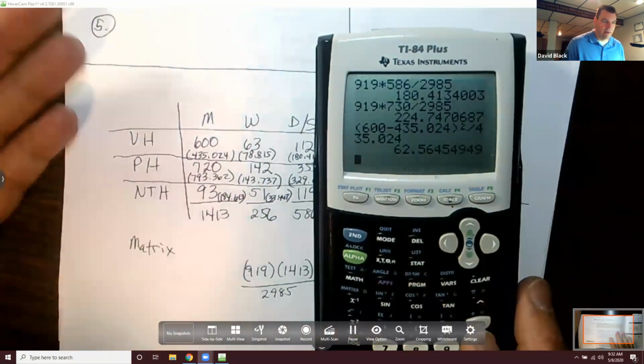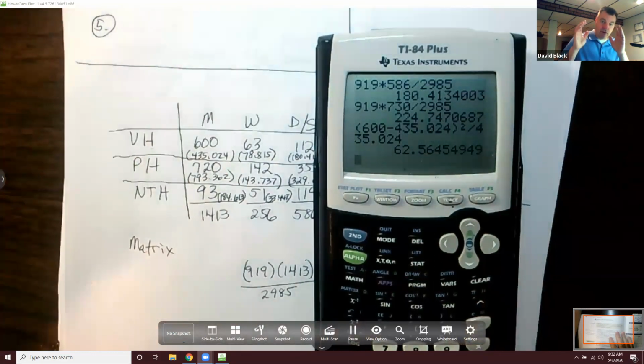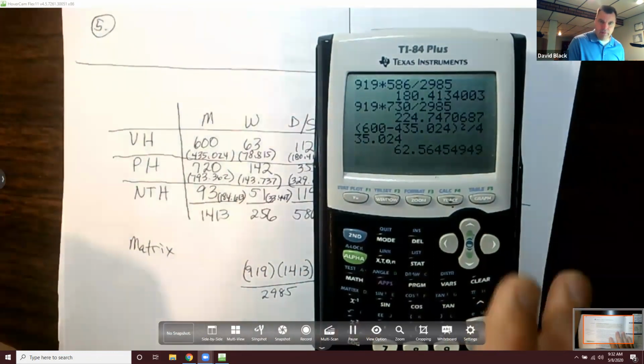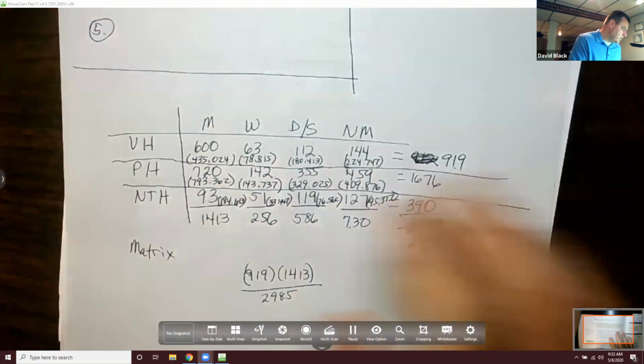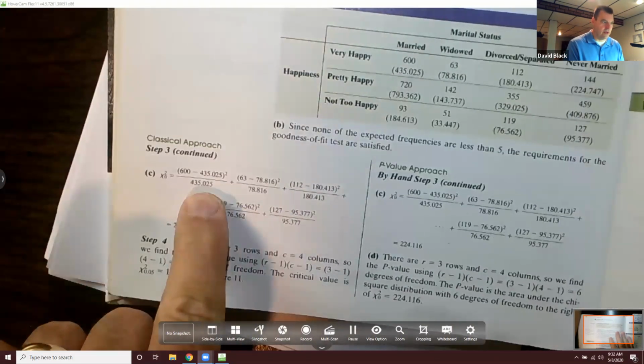And it would have given me that number. I would do that for all 12 numbers and then add them up. Your book did that at the bottom of the page. You see that? Here's the one I just did that I'm pointing at on the screen.